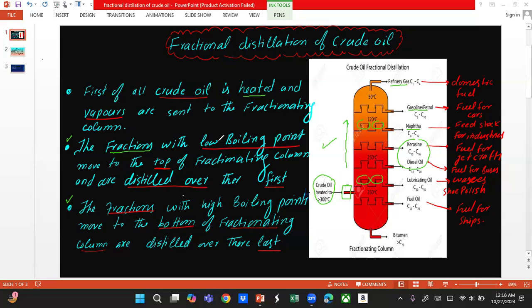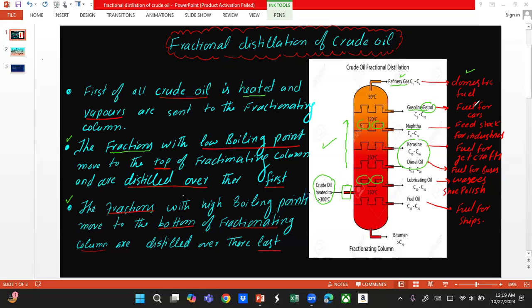Okay, now come to the fractions and their uses. Where are they used in daily life? For example, first of all, refinery gases are separated. Refinery gases are a mixture of methane, ethane, propane, and butane. These are used as domestic fuel. You might have seen methane gas burned in homes, which is 95% of natural gas. Similarly, petrol is fuel for cars. This is very much in demand.